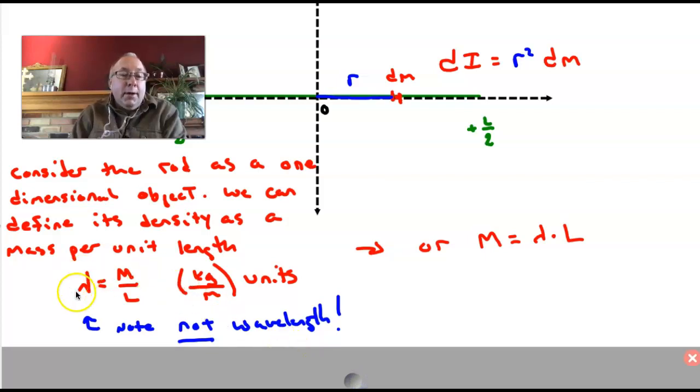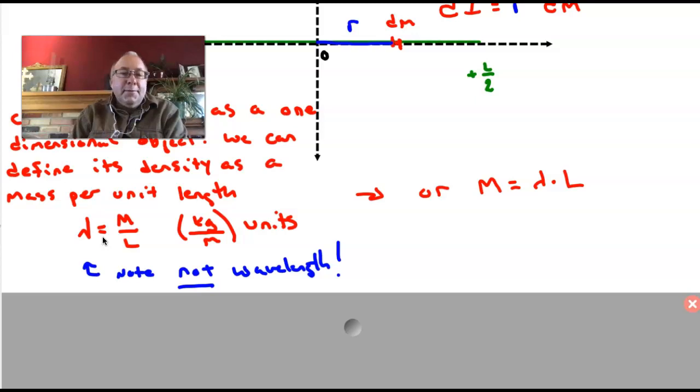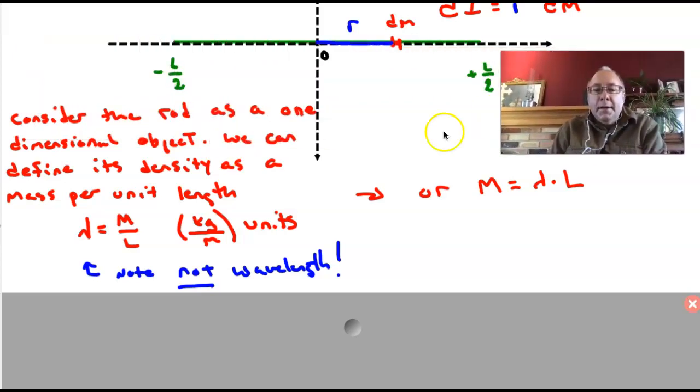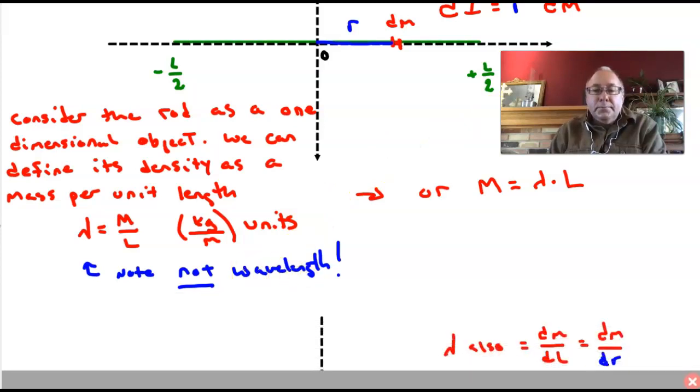Notice the lambda is not wavelength. I know we use that for waves, but different variables can be used in physics at different times. And so just don't let that bother you.